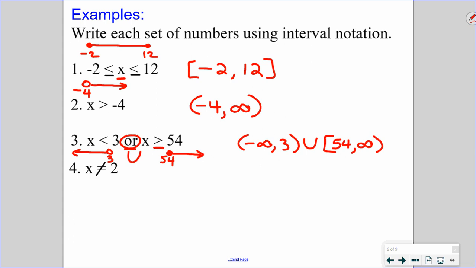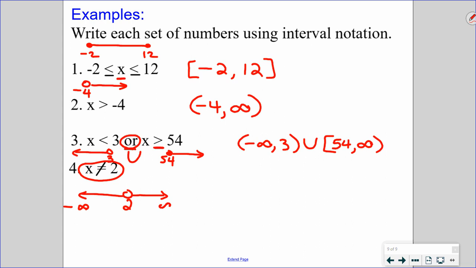Okay, now I wanted to throw number 4 in there because honestly, you guys, this is probably the easier way to do this, to represent x cannot equal 2. If we were graphing this on a number line, let's say 2 is right here on our number line, we would put an open circle on 2, but then we'd have arrows going both directions.